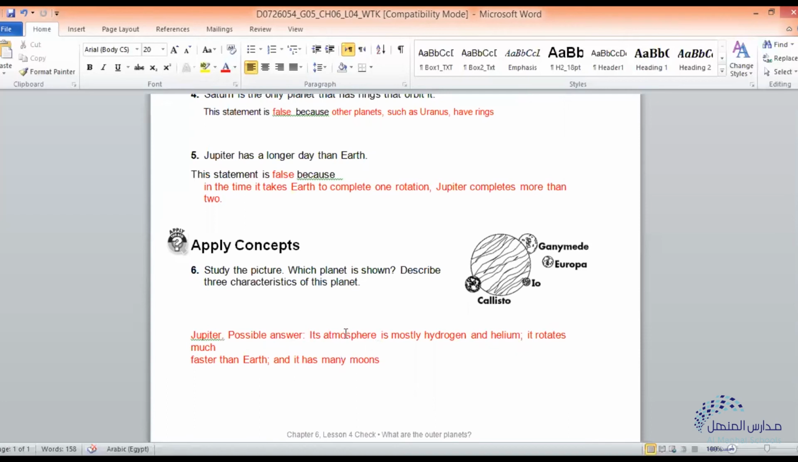He asked me here to mention some other characteristics or properties about the same planet. So we can speak about its atmosphere, which is mostly hydrogen and helium. It rotates faster than Earth. This is related to the same question. The day is very short on Jupiter, and it has many moons. We said it has about 79 moons, 53 named already, and the others not named yet.